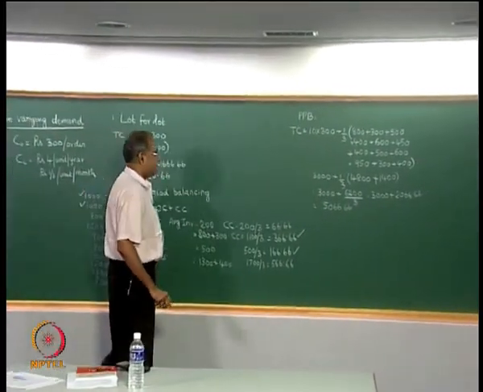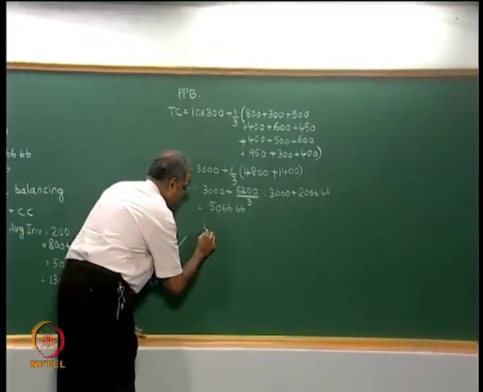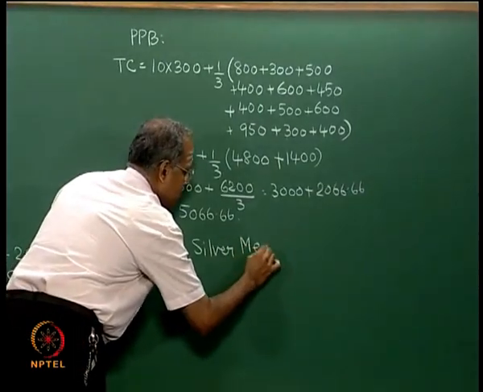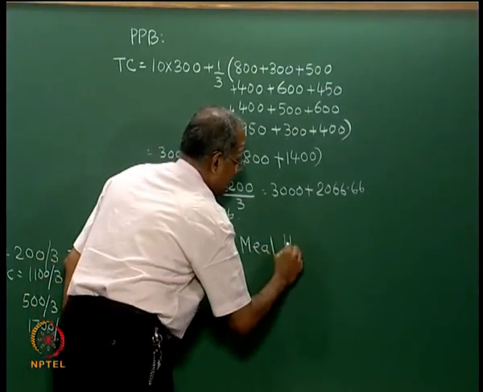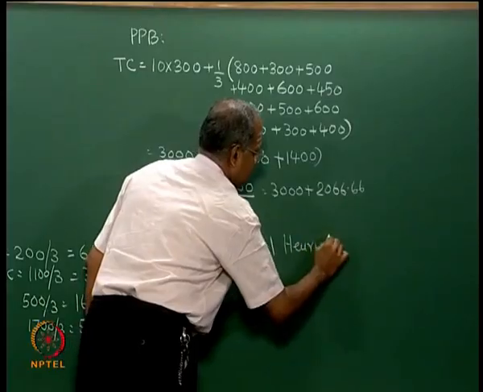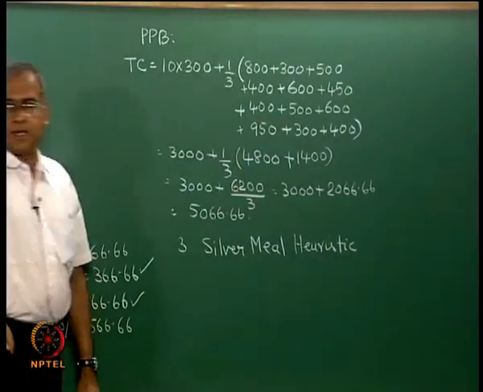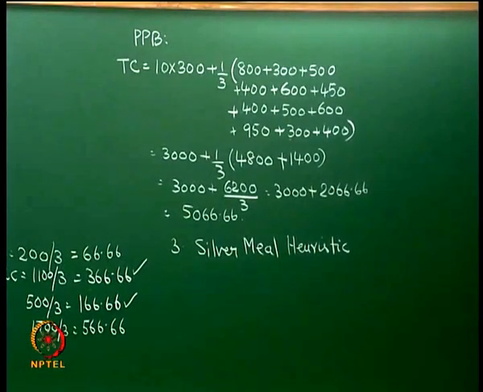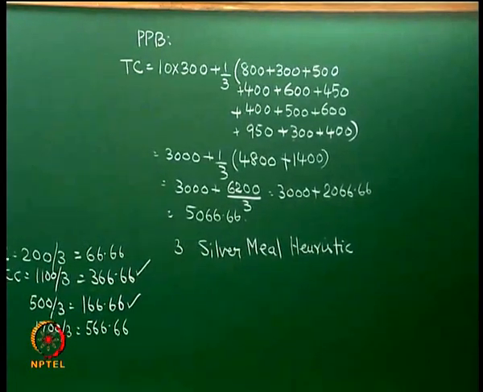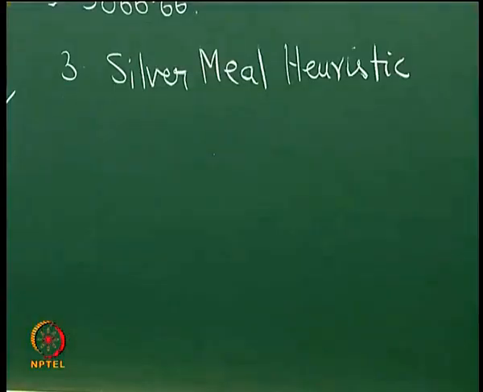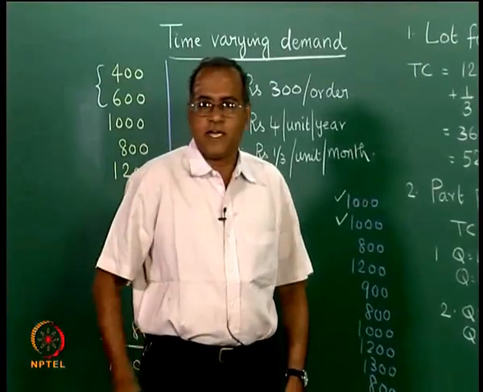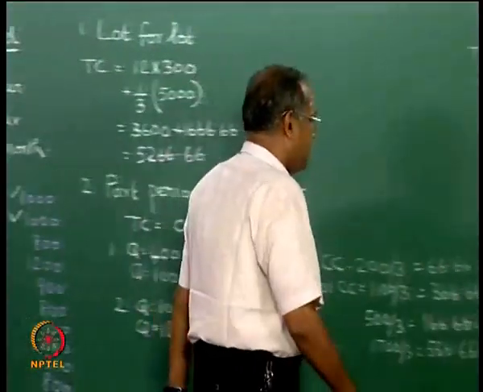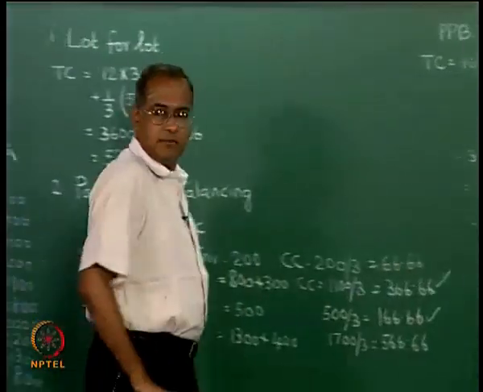Now the third one that we will see is the most popular heuristic, it is called Silver Meal heuristic, after the paper from Silver and Meal, who were the researchers who made that heuristic. It is somewhat similar to part period balancing, but slightly different. We explain the difference using a certain computation. Now let us start like we did in part period balancing.